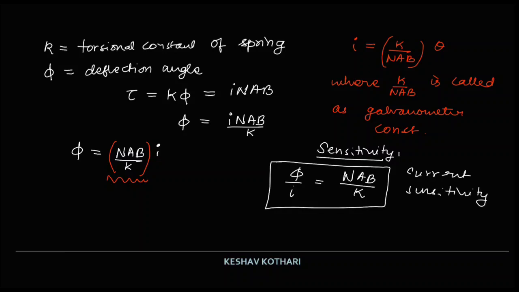Just like current sensitivity, I can introduce a voltage sensitivity. We defined current sensitivity as the deflection produced in the galvanometer coil when a unit current is passed through it. So voltage sensitivity is defined as the deflection produced in the galvanometer coil when a unit voltage difference is provided across its ends.